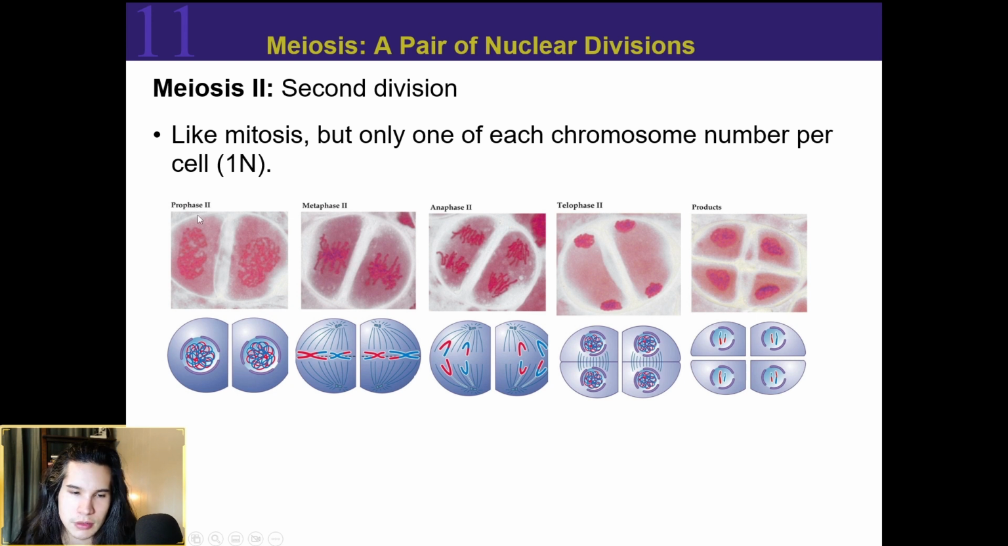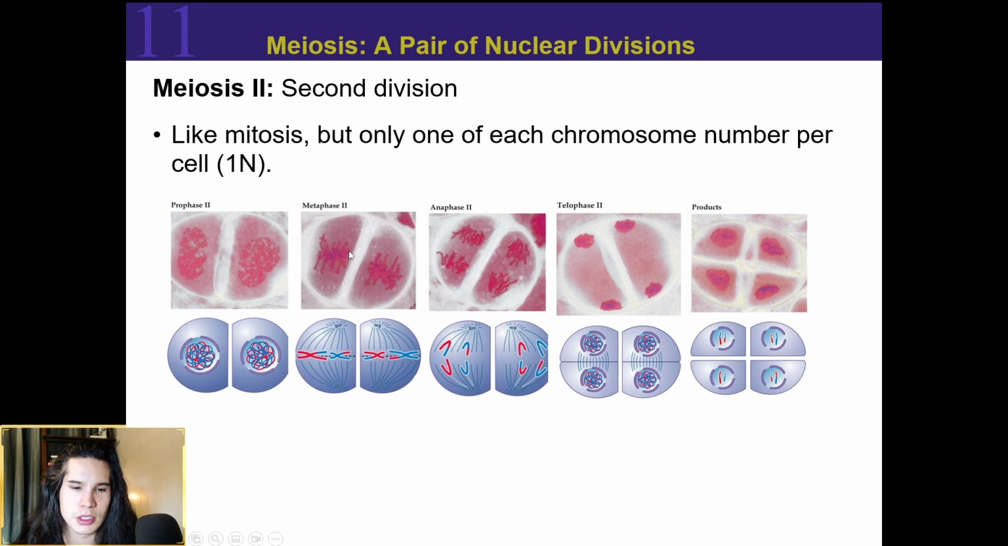So kind of like in prophase of mitosis, your nuclear envelope dissolves, it's going to be non-existent, and your chromosomes will be condensed. So prophase 2, a lot like prophase of mitosis, you don't have any weird processes that happen to increase genetic variation. It is a pretty straightforward step. Then you move on to metaphase 2.